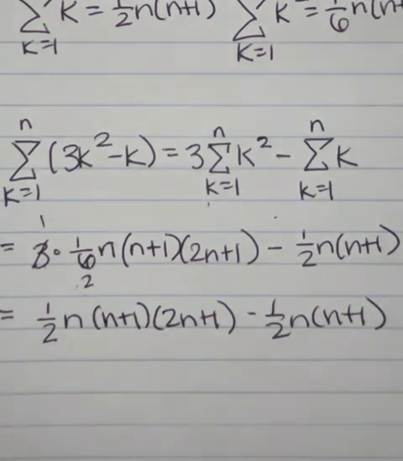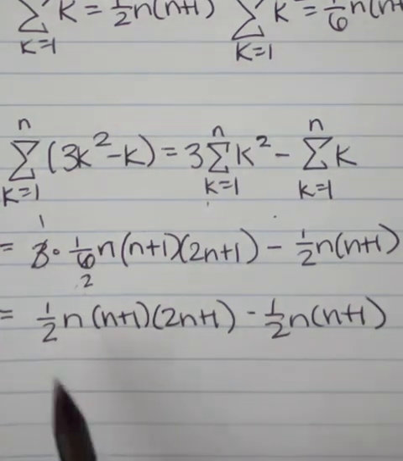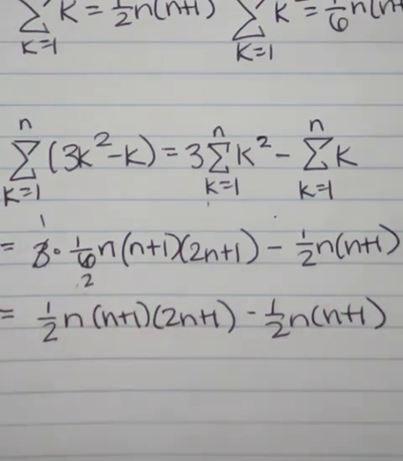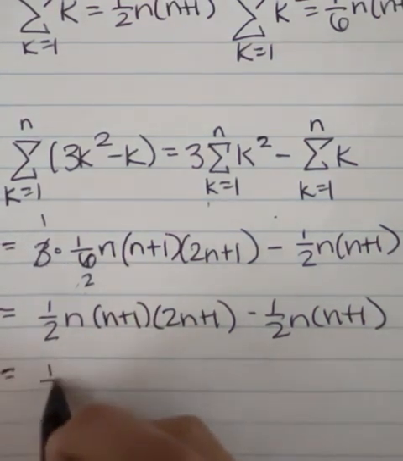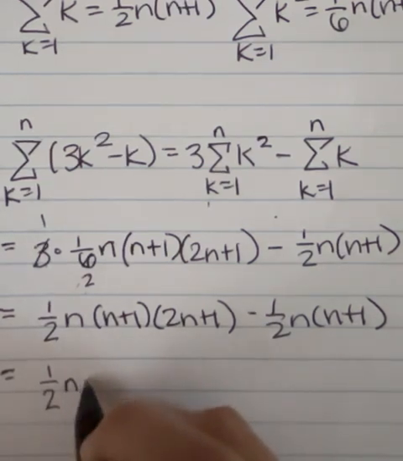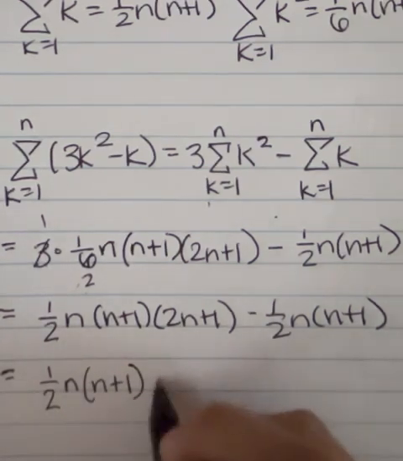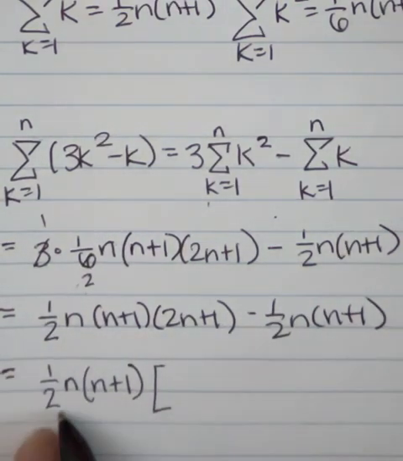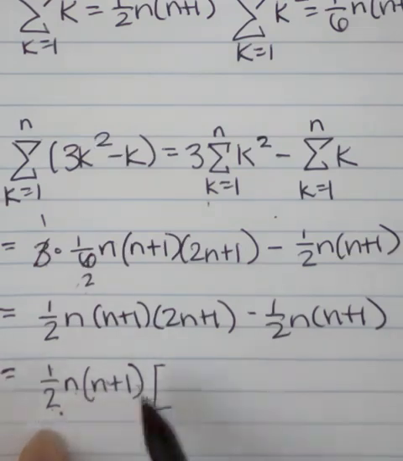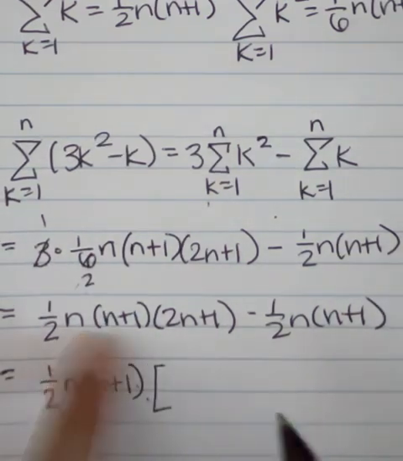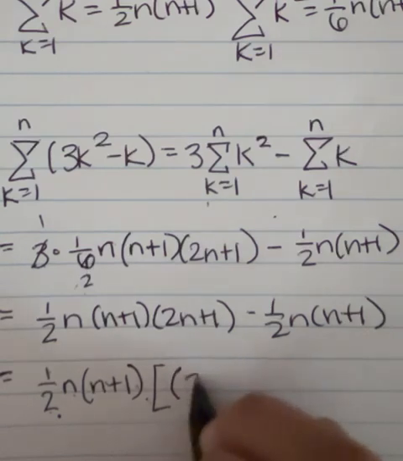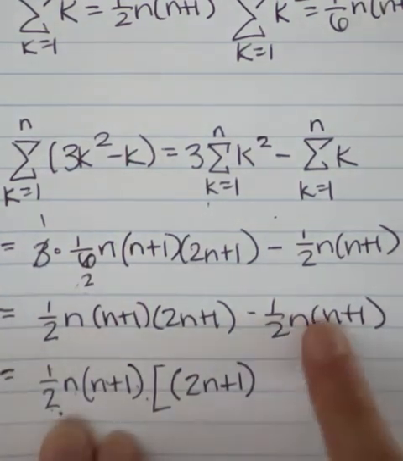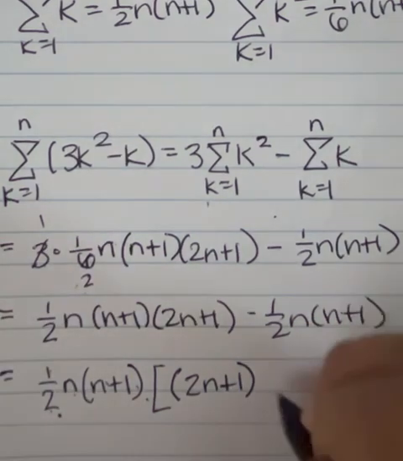So now what I can do is I'm going to take a half n plus 1 out of both of these two. It's going to look like this: a half n plus 1. So I'm factoring it now. I'm factoring out a half n plus 1 out of these two. If I take it out of this one, all I'm left with is 2n plus 1. And then when I take this out, this is basically just negative 1.